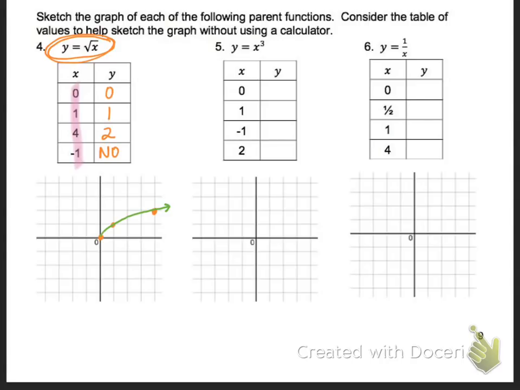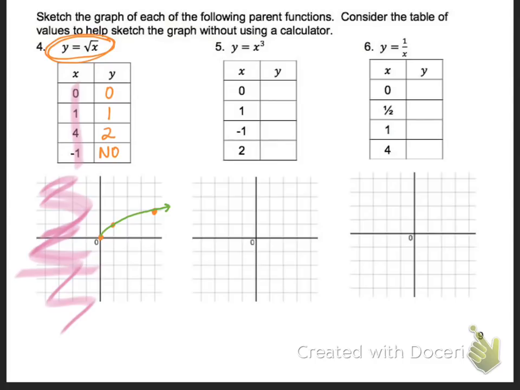So square root of 0 is 0, square root of 1 is 1, square root of 4 is 2, and like I said, it's not possible to take the square root of negative 1 because it becomes imaginary, and we do not graph imaginary. So when you plot the points, here's what they look like. Now you notice it starts at 0, 0. The reason why it does not extend anywhere in this region, like anything to the left of 0, is because that would all be imaginary. You can't take the square root of negative numbers.